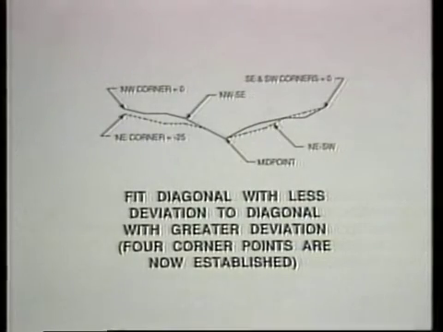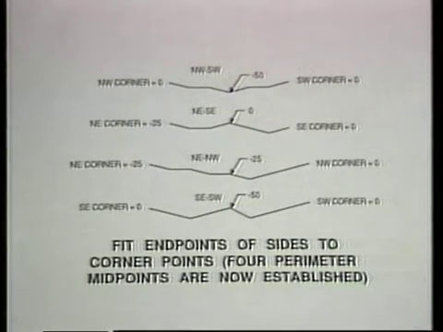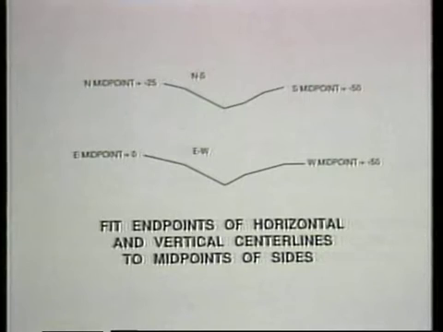The key to this method is the order in which the data from the individual paths is assembled. The first two profiles to be connected are the diagonals. To join these two profiles, the diagonal with less deviation must be adjusted to fit the center point of the diagonal with the greater deviation. Next, each side profile is adjusted so that its endpoints fit the corner points established by the diagonals. Each of the centerline profiles is now adjusted so that its endpoints fit the midpoints of the sides which it joins.